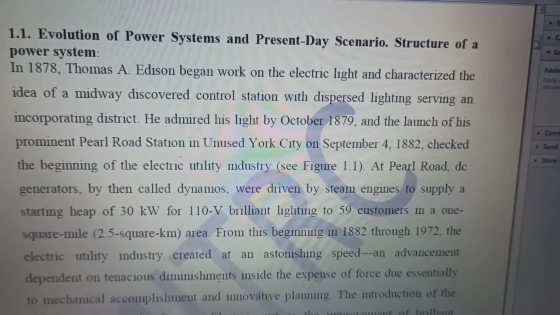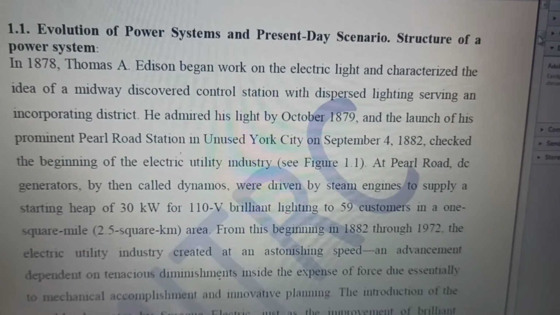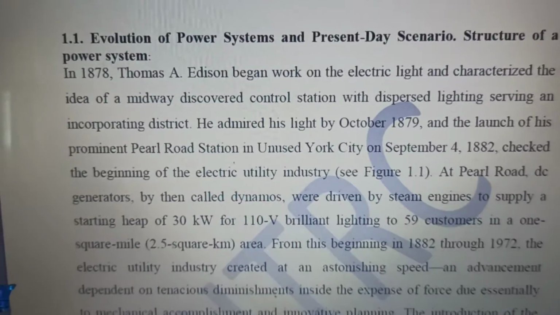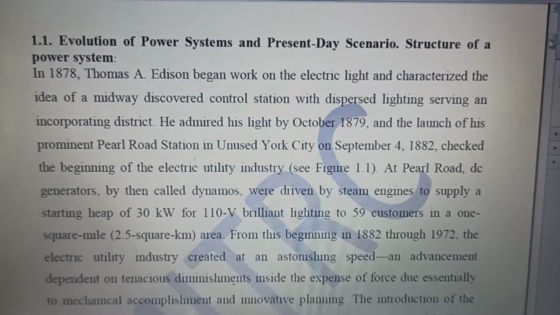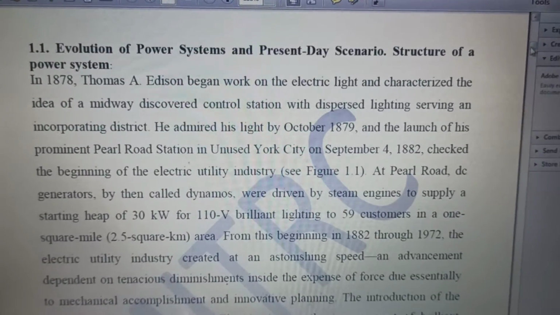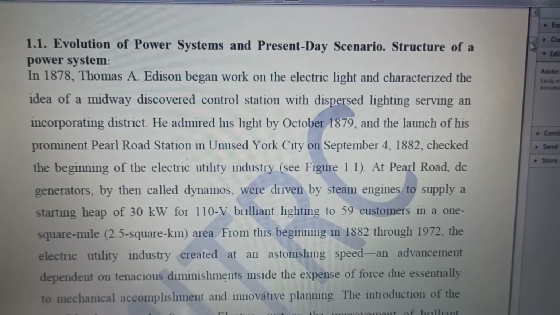So, here I welcome you to the power systems, the first undergraduate course on power systems, and how we have to study it, what benefits we are going to draw from it.